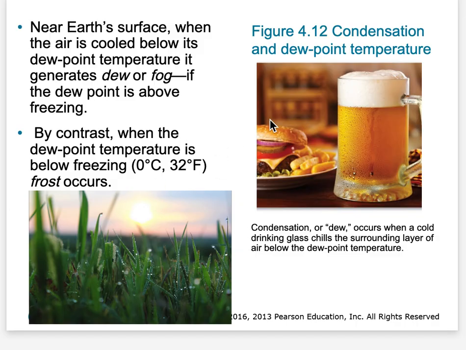So here we can see an example of condensation and dew point temperature. So if you go to a restaurant and you get a glass of beer, for example, condensation or dew occurs when a cold drinking glass chills the surrounding layer of air below the dew point temperature.